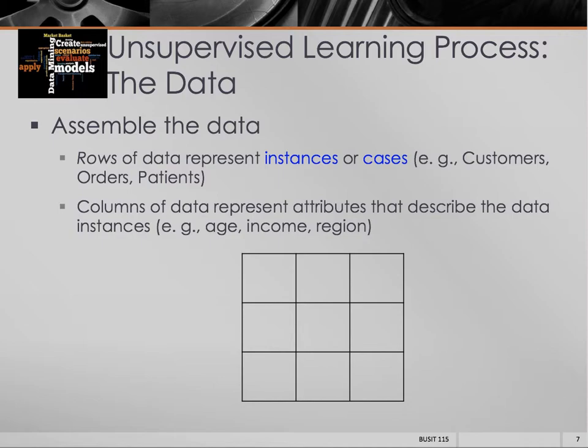The first step in the unsupervised learning process is where we are now. We need to assemble the data. That is, we need to create rows of data, each row representing one instance or one case. This is just the way we did our training data for supervised learning. And then the columns of data represent the attributes about each instance or case. Again, similar to the training data for the supervised learning process.